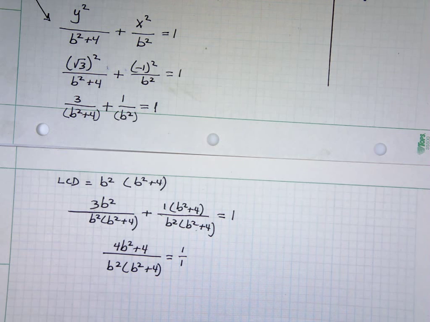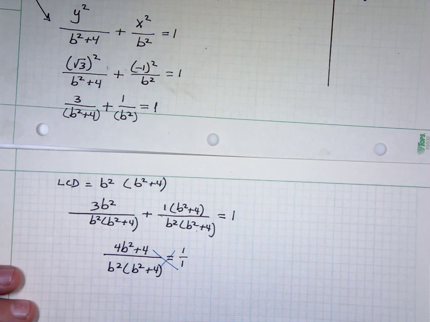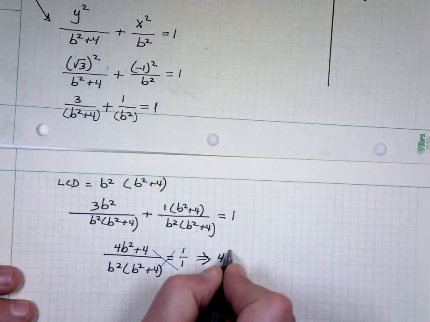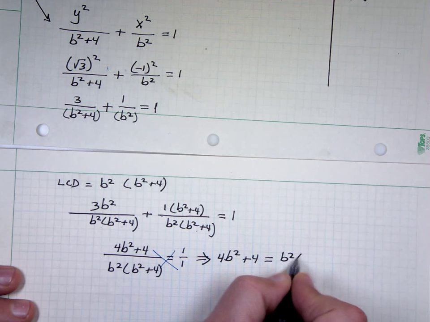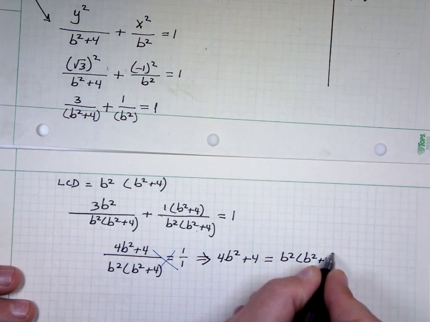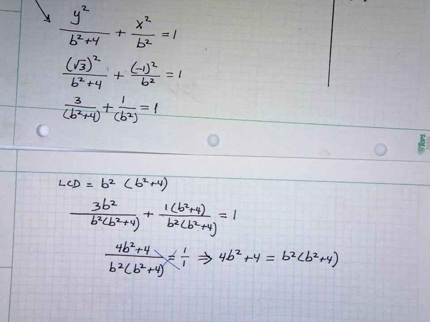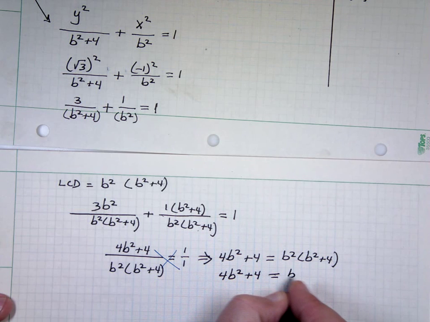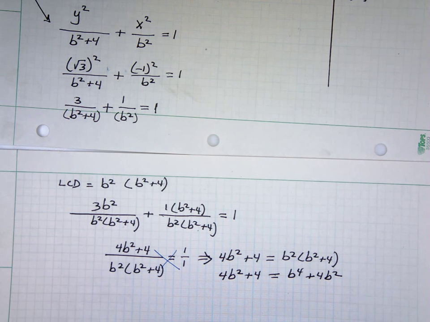Cross multiply. That's a quick way to get rid of this. 4b squared plus 4 times 1 equals b squared times b squared plus 4. I'm just going to solve that one. Simple as that. B to the 4th plus 4b squared. And look at that. Wow. Doesn't this cancel this?